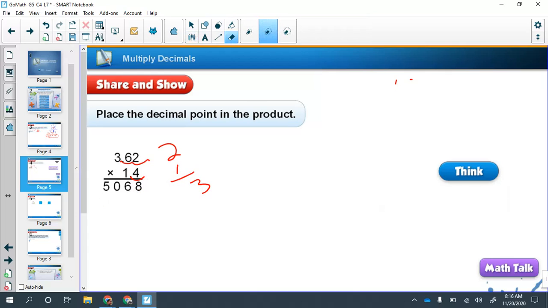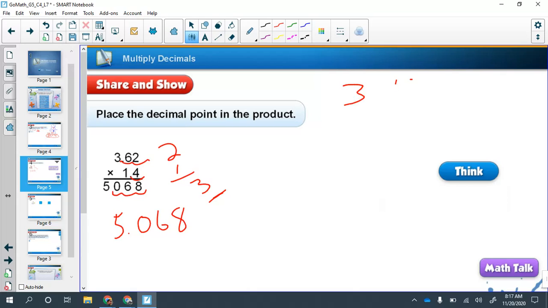So when I get down here to my answer, I need to move my decimal back in 3 places. 1, 2, 3. And I get 5 and 68 thousandths. Again, if I want to use that estimating trick, I'm just going to get rid of my decimals and multiply my 2 whole numbers. 3 times 1 is 3. So by putting a decimal right here, I end up with a number in the ones place, 5, which is closest to 3. So hopefully that helps you out a little bit.